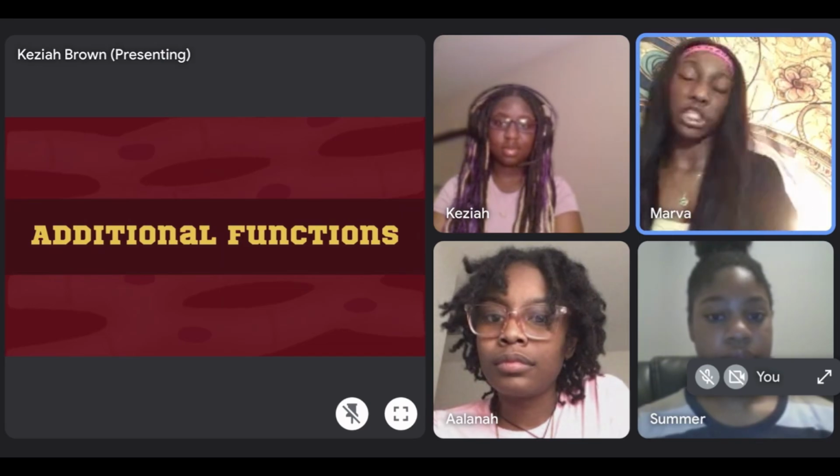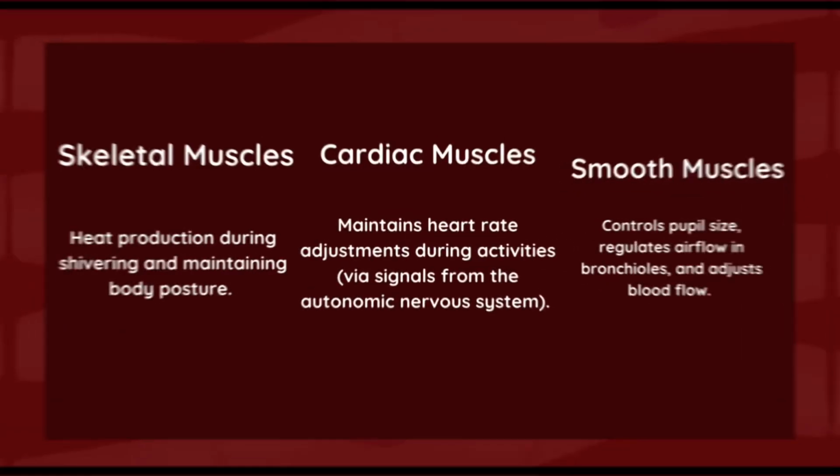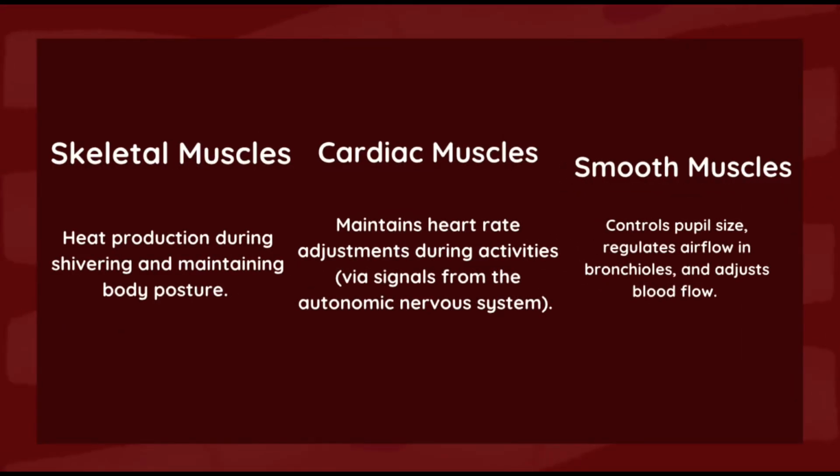Additional functions. Skeletal muscle: heat production during shivering and maintaining body posture. In the cardiac muscles, we have maintains heart rate, adjustment during activities, signals through the nervous system. And for smooth muscles, it controls pupil size, regulates airflow in the bronchioles, and adjusts blood flow.